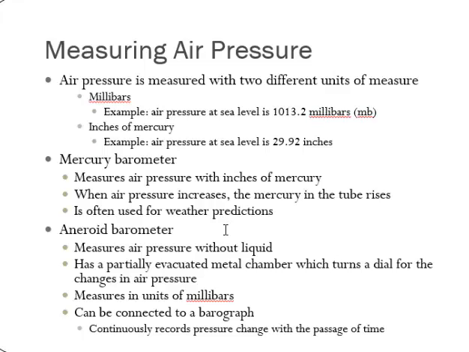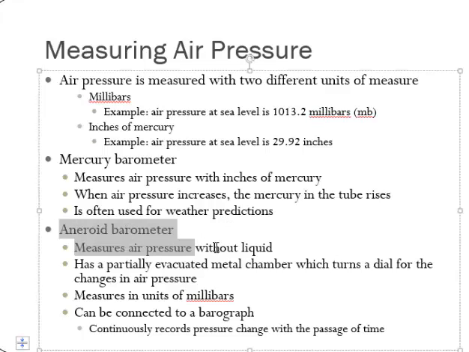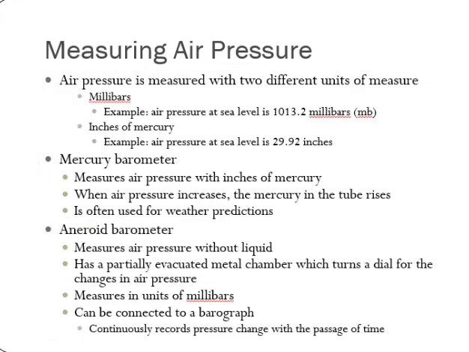You could also have an aneroid barometer, which is the same, measuring air pressure without any liquid. Mercury is a liquid, but an aneroid barometer works without any liquid. It has a partially evacuated metal chamber, which turns a dial for the changes in air pressure. Again, that's not really critical, but the only thing that really is critical is that aneroid barometers do not use liquid. They measure things in millibars, and they can be connected to a barograph, which continuously records pressure change with the passage of time.